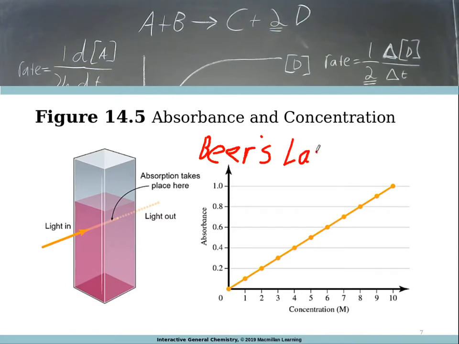Beer's law. Okay, so Beer's law says that the absorbance is proportional to the concentration. If I have an absorbance of 0.2 at a concentration of 2 molar, then if I double my concentration to 4 molar, then my absorbance will be 0.4. If I double it yet again to 8 molar, well then my absorbance will be 0.8. And so you can use the absorbance to tell what the concentration is at any particular given point in time.